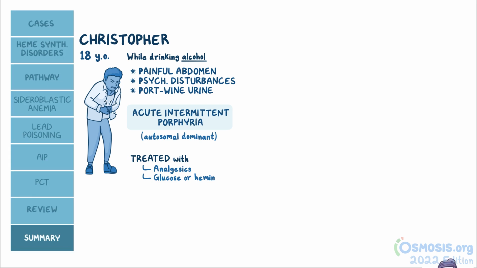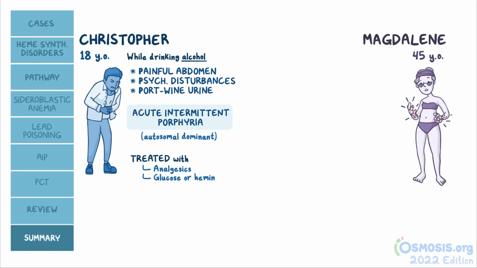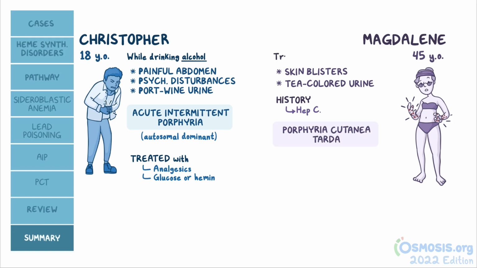On the other hand, Magdalene is the 45-year-old who developed skin blisters on her hands and forearms, as well as tea-colored urine, after spending the day at the beach. This, along with her history of hepatitis C infection, should make you think of porphyria cutanea tarda, which was triggered by sunlight exposure combined with alcohol consumption. So, Magdalene was instructed to avoid these triggers.